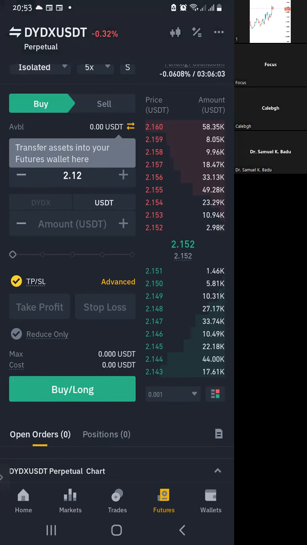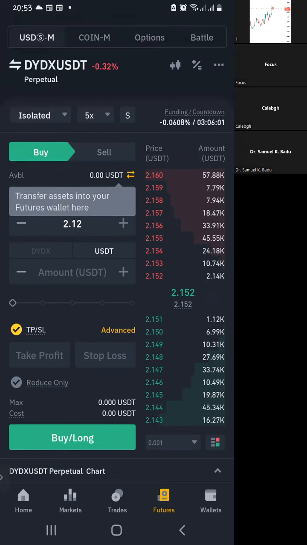Okay. Are you sure we can do this without money in my futures trading wallet? The way this thing is standing there like that. Okay, it's gone. Let's see.